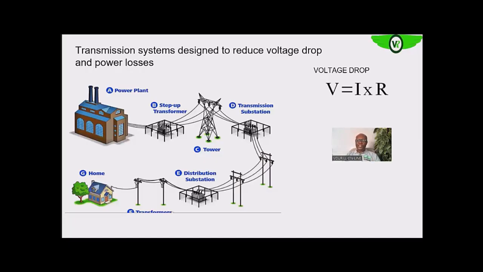The transmission system, as you can see, is designed basically to reduce voltage drop. That is two things: voltage drop and power losses. Now let's take them one after the other. Voltage drop. You know that voltage drop from Ohm's law is V equals the current times the resistance on the line.